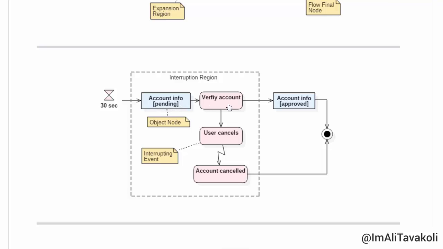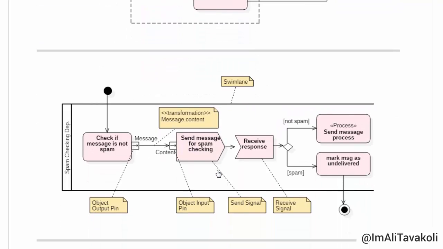Then we will verify the account, and if the account has been verified, we will simply get out of the interruption region and change our data and say that it has been approved, and then we will end the process. Or this can happen: the user cancels and the account is canceled, and then we will again end the process. And this is an interrupting event.